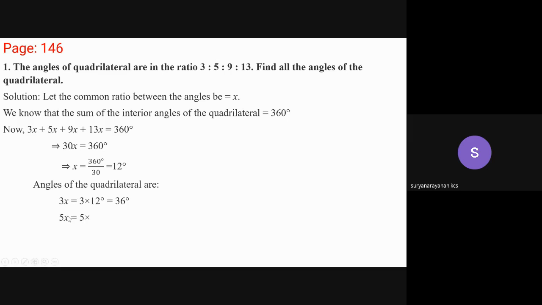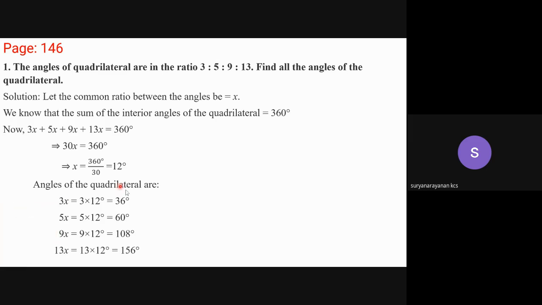And second angle is 5x. 5x means 5 into x. What is x value here? We got 12 degrees. So 5 into 12 degrees, that is 60 degrees. Next is 9x. 9x means 9 into x. So 9 into 12 degrees, 9 12s, 108 degrees. And similarly, we find the fourth angle, that is 13x. 13x means 13 into x. So 13 into 12 degrees, that is equal to 156 degrees.